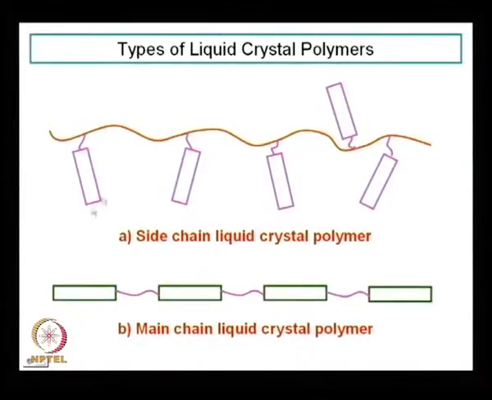Types of liquid crystal polymers, again these are mesogens, as I was showing you. Side chain liquid crystal polymer means liquid crystallinity is contributed by these mesogens attached to side chains, whereas there is no contribution from the main backbone chain. Main chain liquid crystal, here these mesogens are in the main chain. Okay.